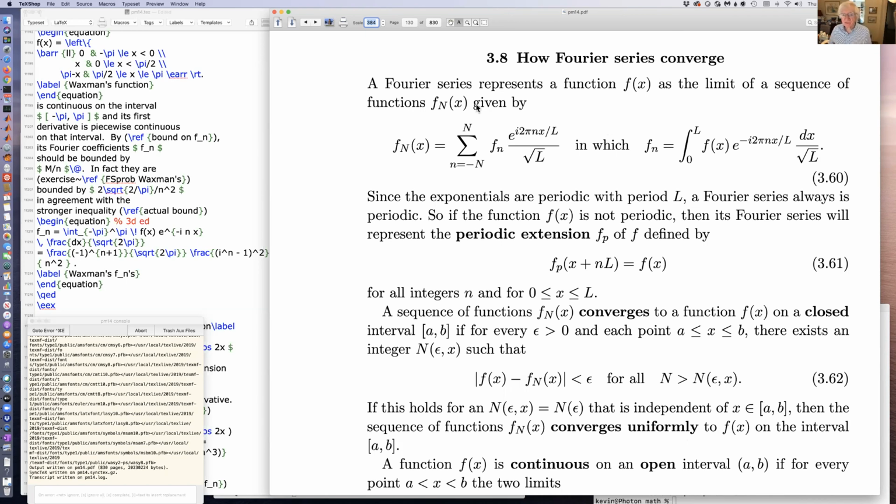So let's just go back to what we're talking about. What we mean here by a Fourier series is that we're representing the function as a limit of functions f sub capital N, which are the Fourier series from minus N to plus N, and little fn is given by the same standard formula that we've seen many times.